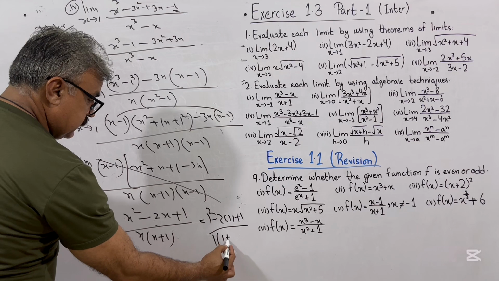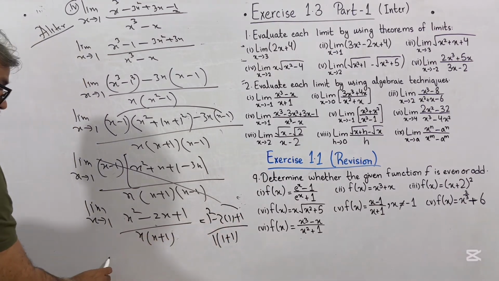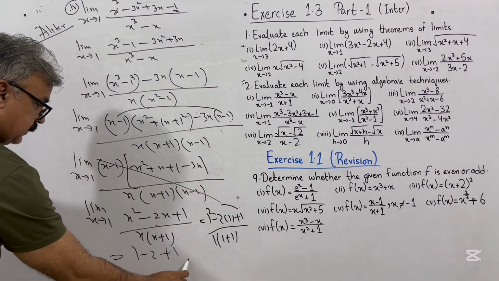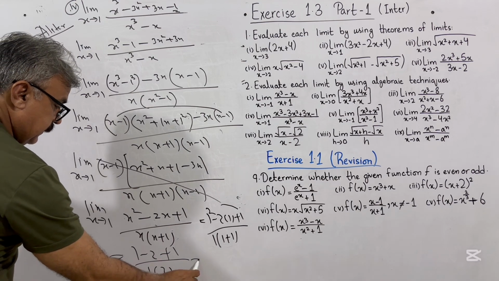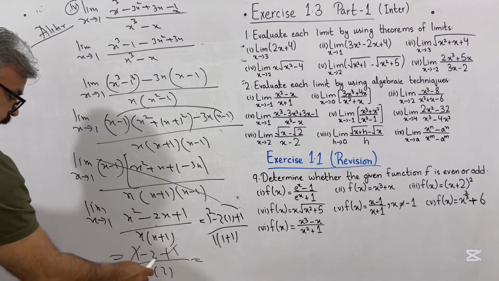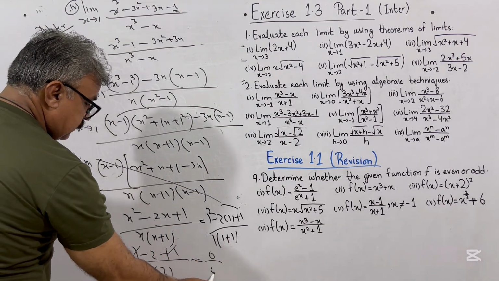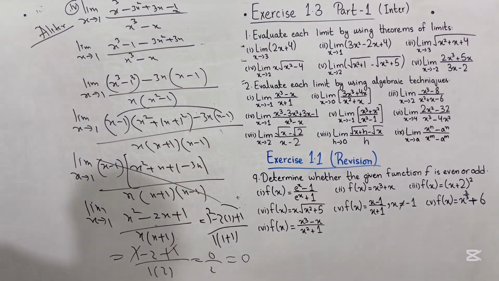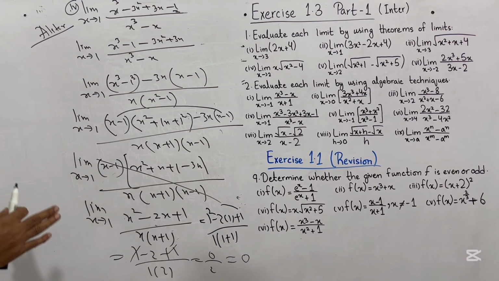Overall 1 times 1 plus 1. Now I have 1 minus 2 plus 1, overall 1 times 2. They are cancelled out, positive 2 and negative 2. 0 over 2, 0 is the answer as we have already calculated.